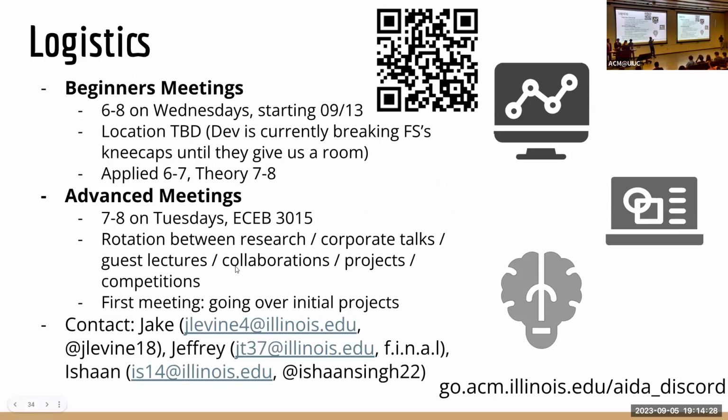But if you want to come for more applied stuff, go earlier in the day. If you want to come for some more theory, come later in the day. You can come to as much or as little as you want. For advanced meetings, we're going to do 7 to 8 on Tuesdays in ECB 3015. We're going to rotate between a bunch of stuff. But our first meeting is going to go over some initial projects that Ishan has whipped up.